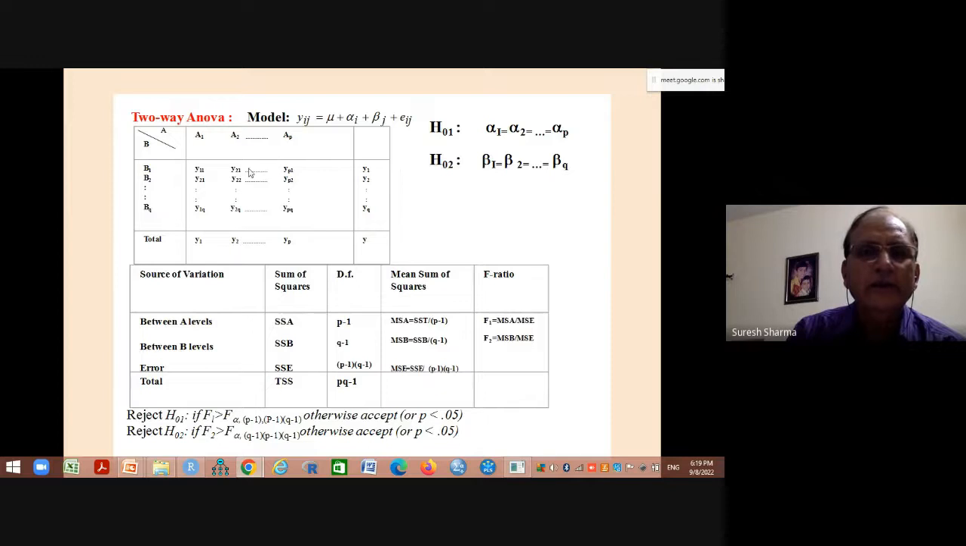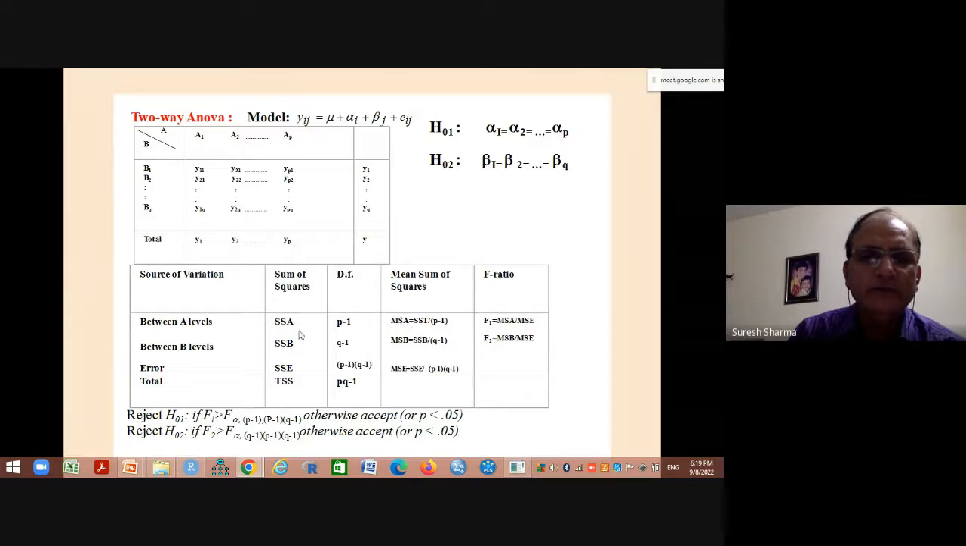And how many seeds do you have? P. So degree of freedom will be P minus 1. How many for fertilizers? Q. Q minus 1. Total will be P into Q, so PQ minus 1. If you subtract from PQ minus 1 the bracket P minus 1 plus Q minus 1, you will get the error degrees of freedom. And then the same procedure.